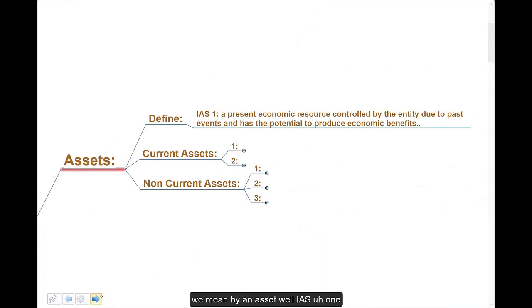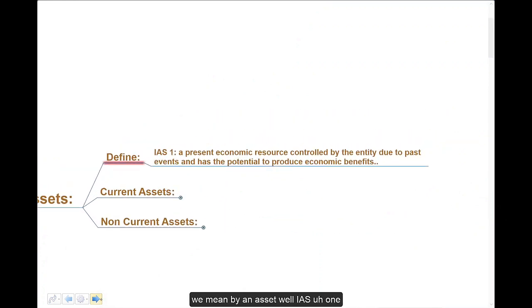What do we mean by an asset? Well, IAS 1, International Accounting Standard 1, references as follows. Really, we're talking about a present economic resource controlled by the entity due to past events and has the potential to produce economic benefits. Now that's quite a mouthful, isn't it? Let's break it down a little bit.